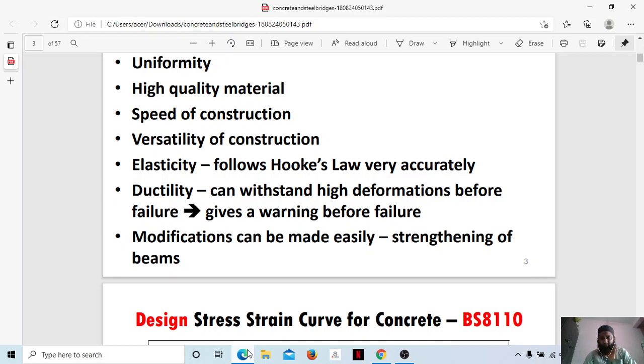As you can see, before the failure, the steel bends and gives you a warning that it is about to collapse. So you have chances to save the structure as well as other things. Modifications can be made very easily. Strengthening of the beams can be done easily also. You don't require much effort.